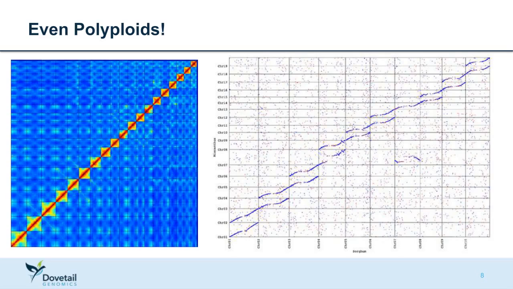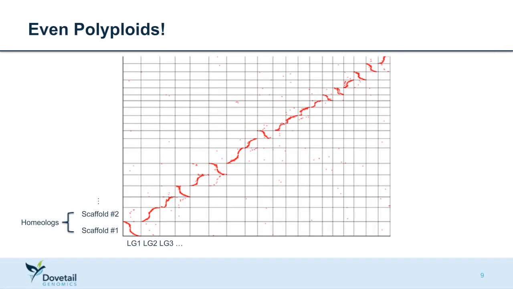And they appear to have very nice collinearity for the most part with the sorghum. The one or two major differences that you can see are real differences between the two, and those have been validated by these customers. So it looks good compared to the sorghum.